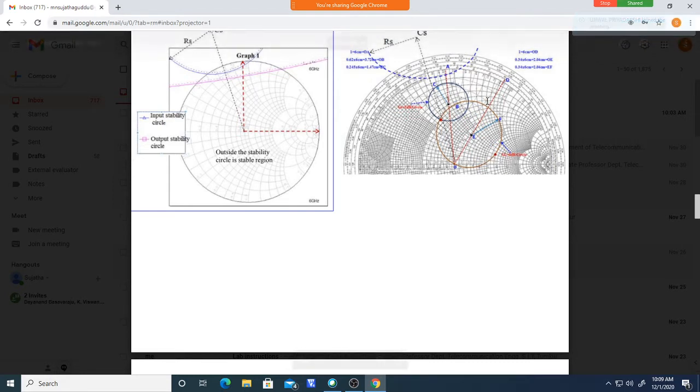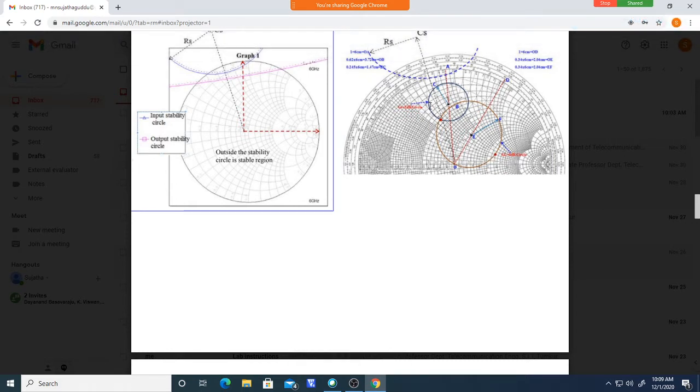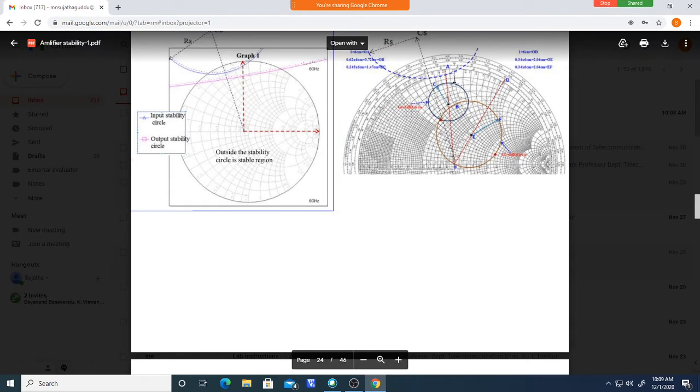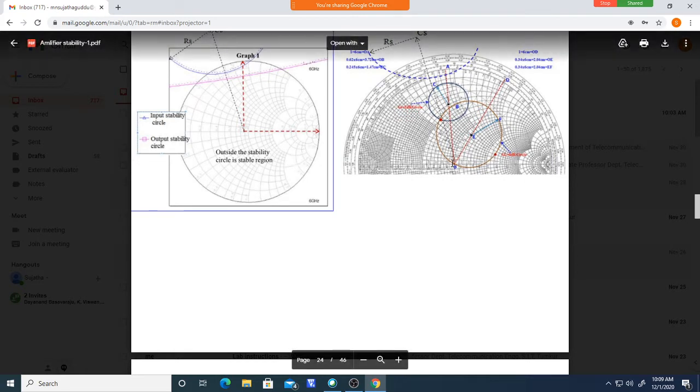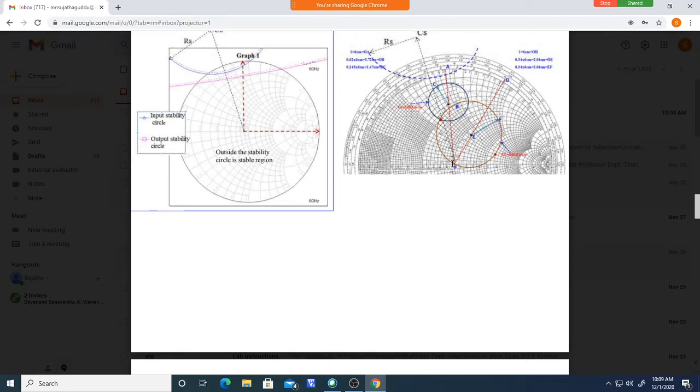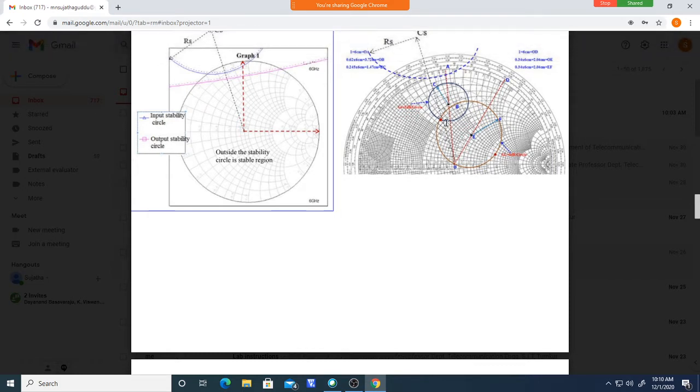Once we know that, you draw the gain circles. Next, after drawing the gain circle, you should take one value over that circle, but that value must be in the stable region of the device. We already calculated the stable region by drawing the stability circle, and you choose one value over the constant gain circles at the input or output. That value of ZS or ZL must be in the stable region of the device.